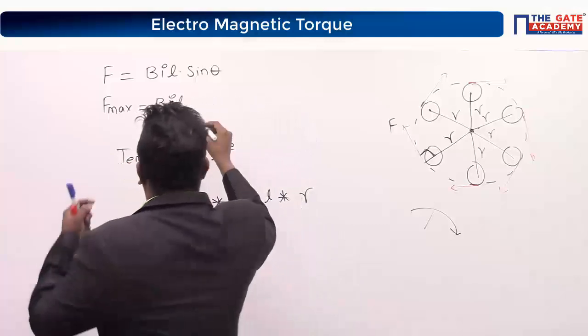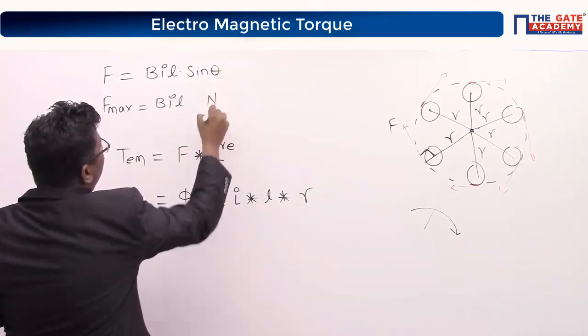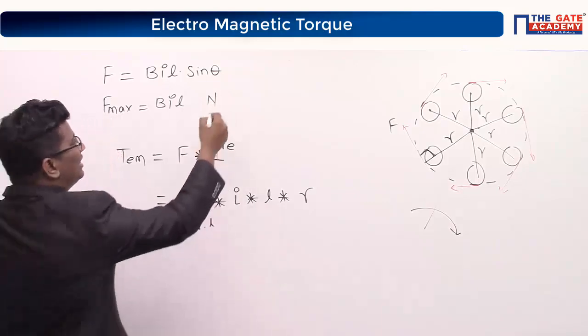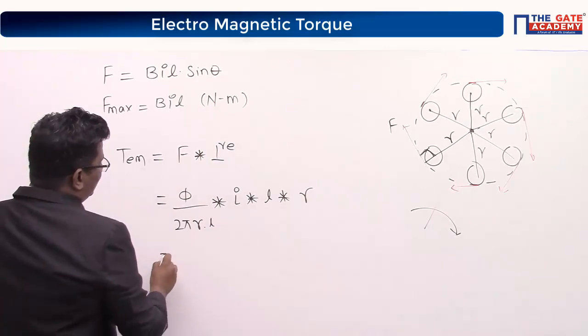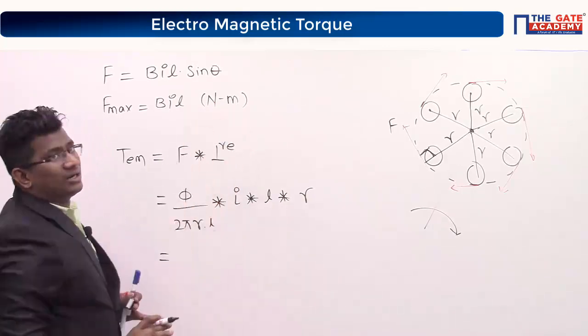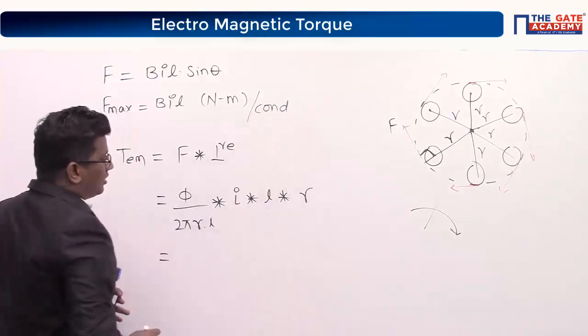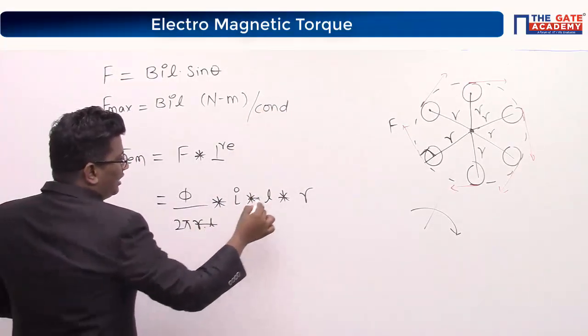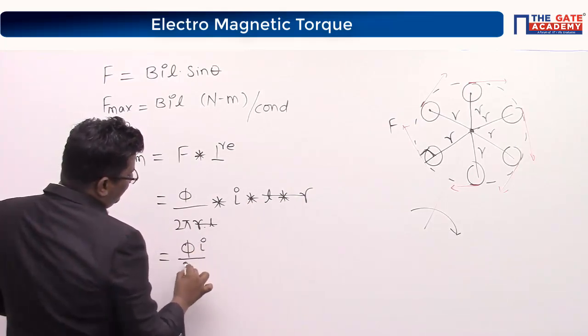What are the force units? Force per conductor. Units are Newton meter, na? Newton meter per conductor. Per conductor. Okay? R L gets cancelled. Phi I by 2 pi.